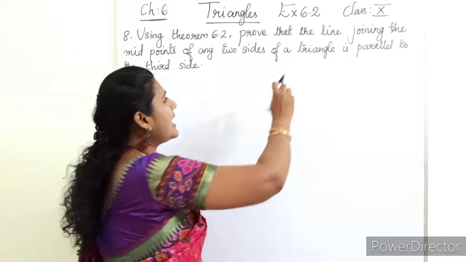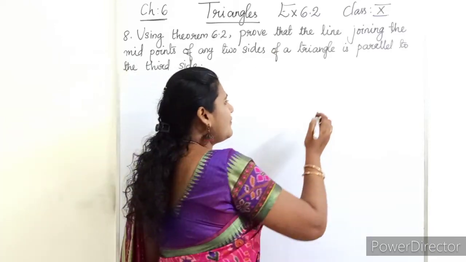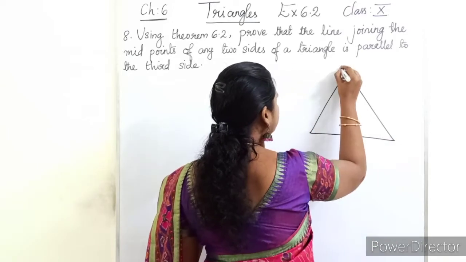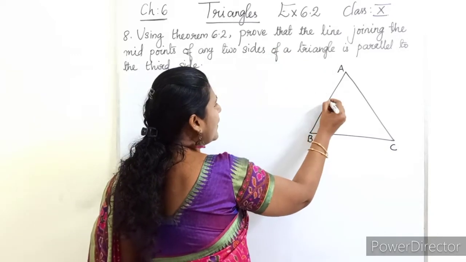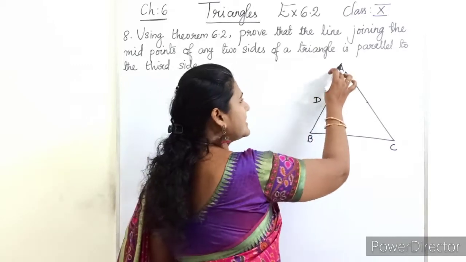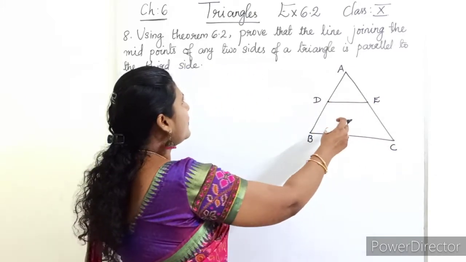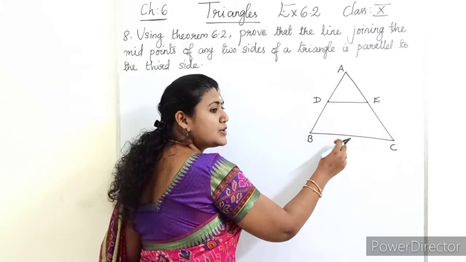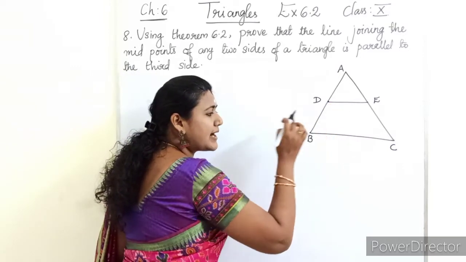Okay. So what is given? Line joining the midpoints of any two sides of a triangle. So we will draw a triangle ABC. And here we have to take the midpoint of two sides. So we will denote the midpoint of side AB as D and the side AC as E. Then the line joining the midpoint of two sides of a triangle, that is the line DE, is parallel to the third side. So this is what we have to prove. We have to prove DE is parallel to BC.